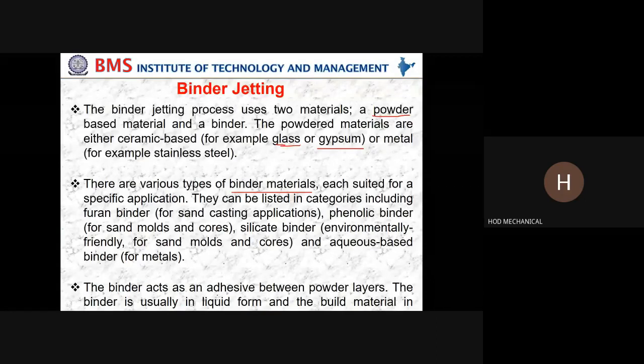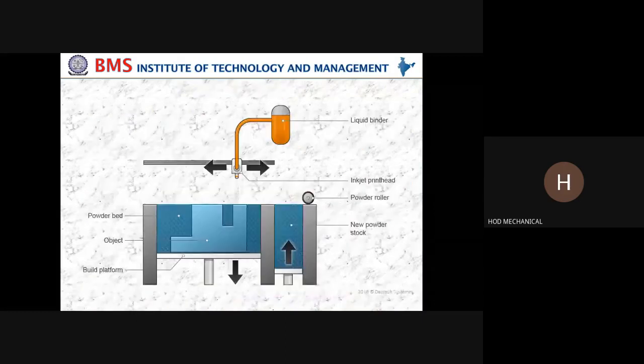What does this binder do? The binder acts as an adhesive between the powder layers. Because you have the powder, and between one layer of powder and another layer of powder you are going to use an adhesive, and that adhesive is called your binder. The binder is usually in liquid form and the build material is in powder form. Now next, observe.